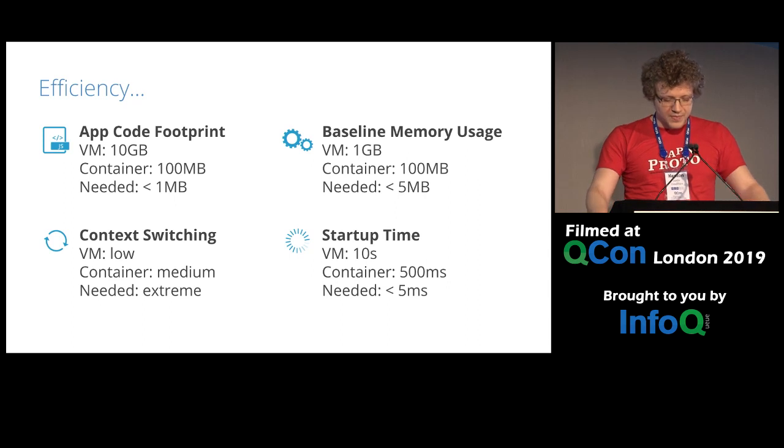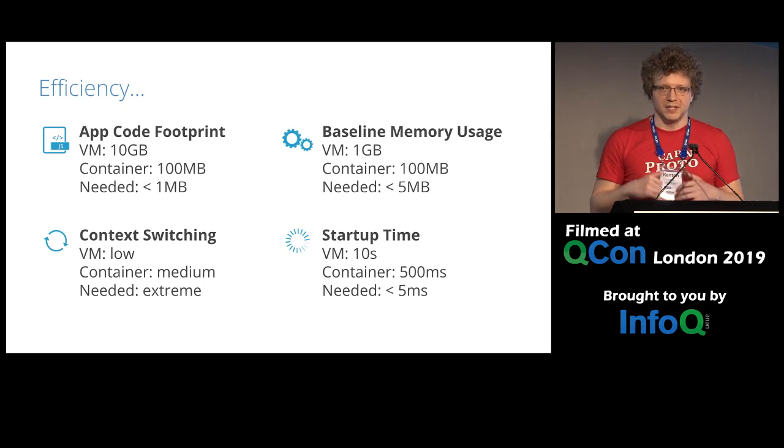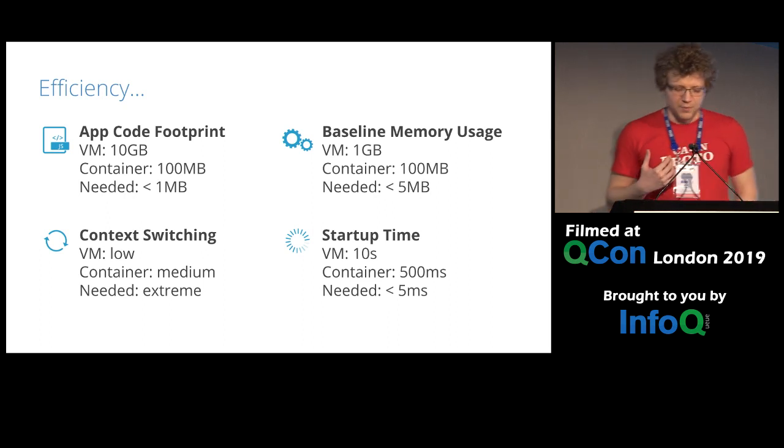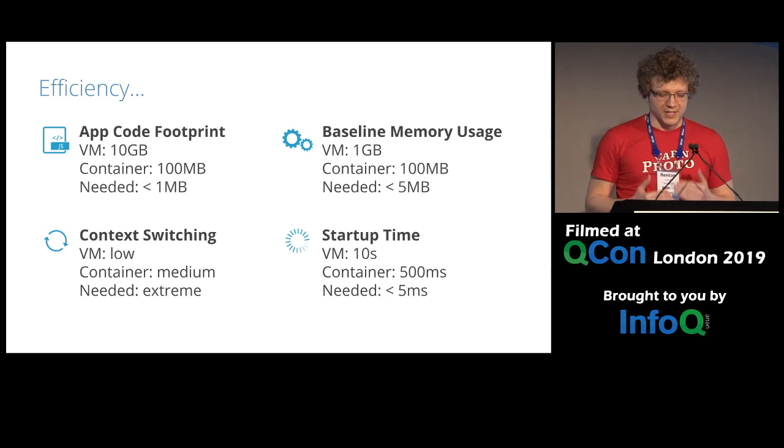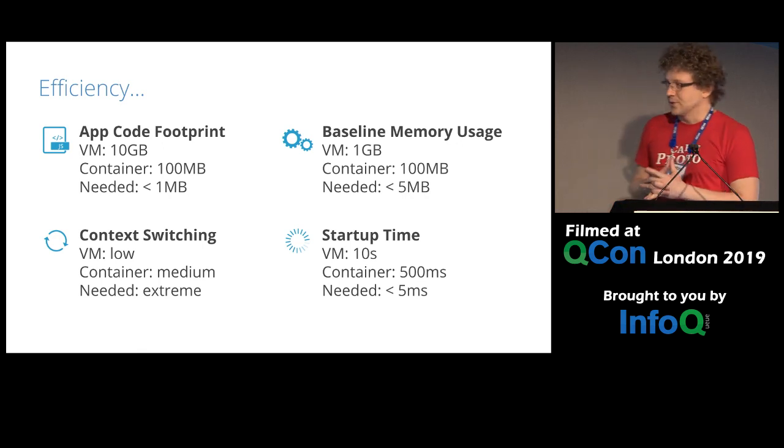So getting back to efficiency, what kind of efficiency do we need here? Well, first of all, we need apps to be very small. We can't be shipping around even 100 megabyte app images, because we can't fit enough of those on one machine to host the number of apps that we want. We want apps that are more like a megabyte or less in code size. We want the baseline memory usage, that is the amount of memory the app uses when it has just started up and it's not doing anything in particular, to be very low so that we can fit many of them. Context switching, this is interesting.